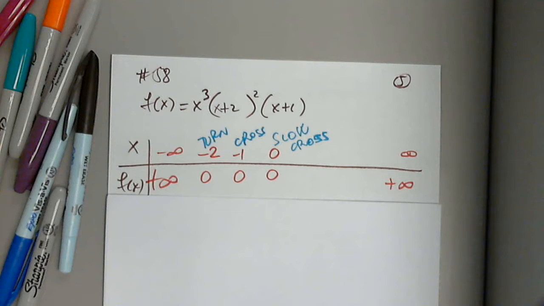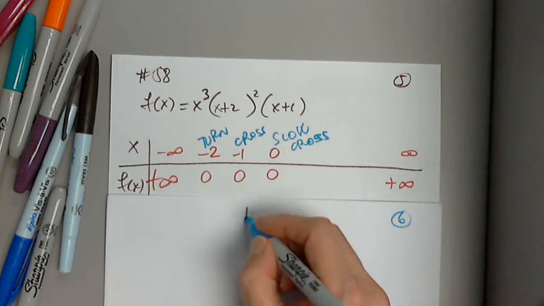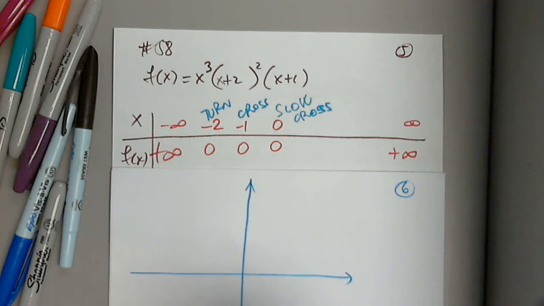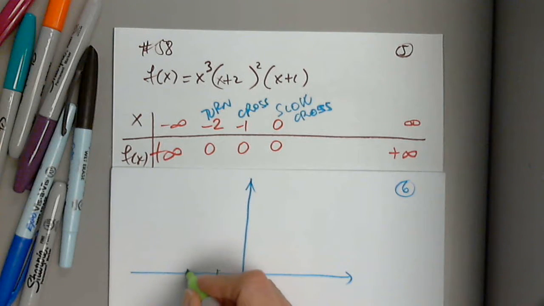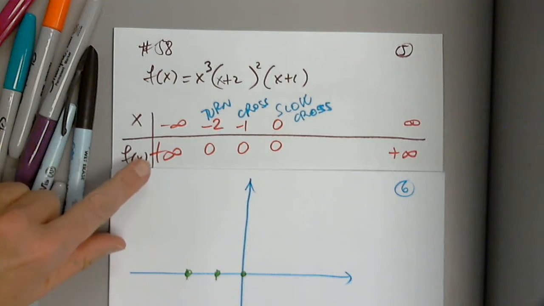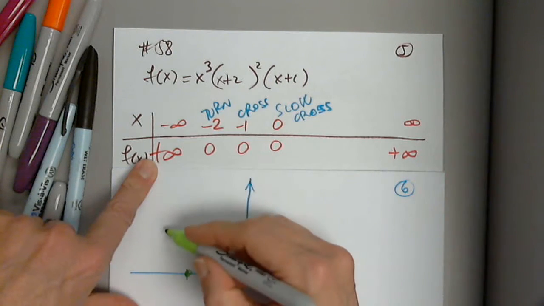Just graphing it with a graphing calculator doesn't mean anything. Understanding it is important. Okay, so I have to plot the points. I'm going to use a wider unit. So this is negative 2, this is negative 1, and this is 0. The table says it's coming from positive infinity and turning at this point. Fine.